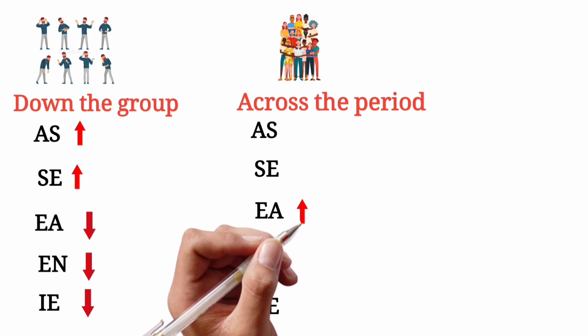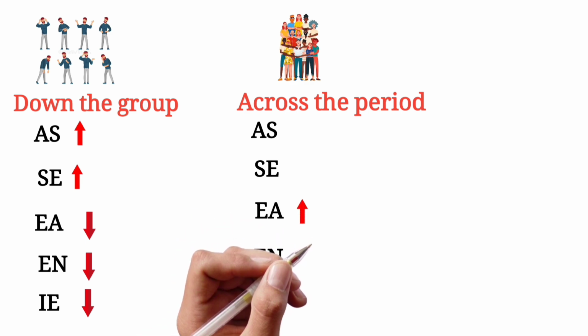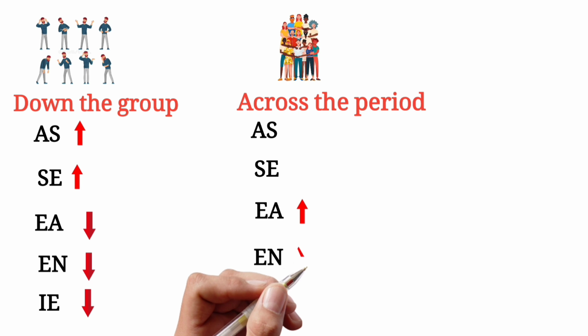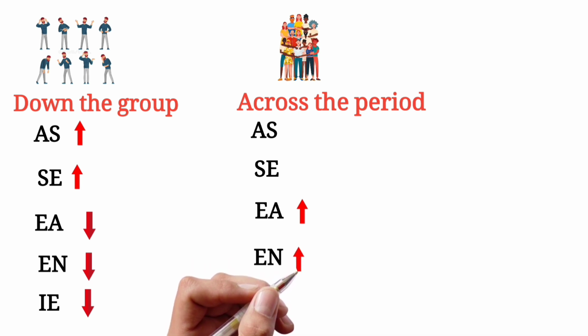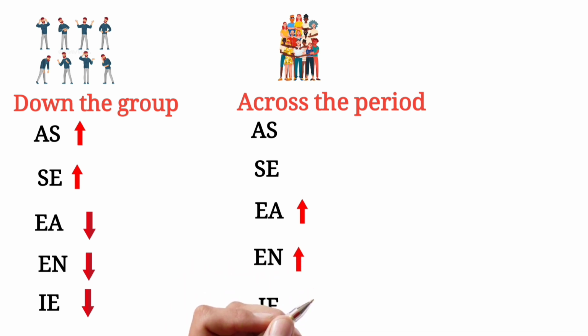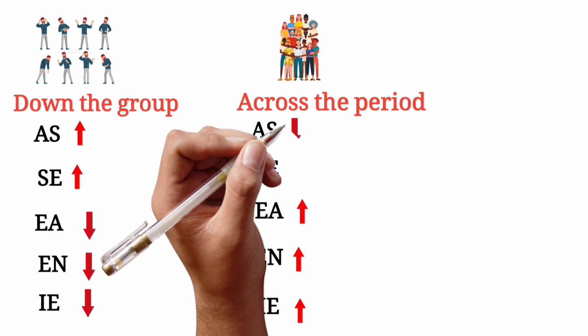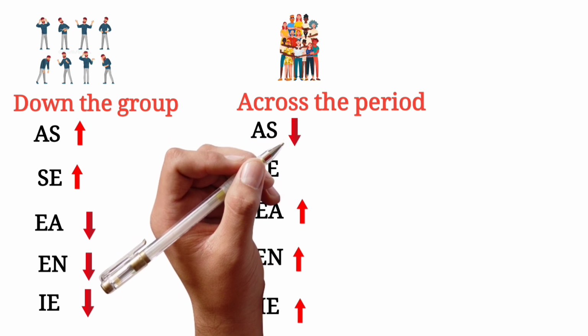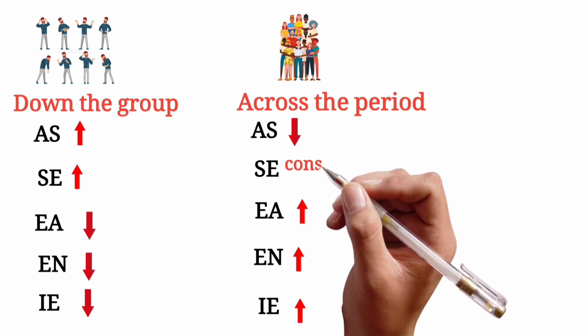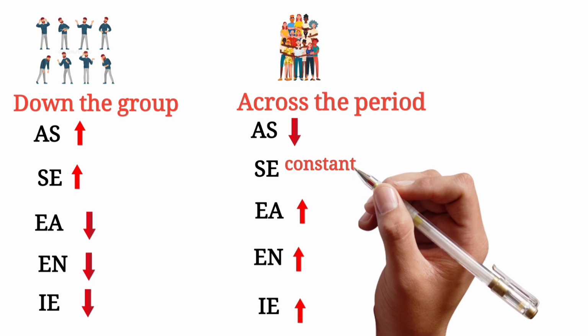The trend across the period is going to be the exact opposite of the trend down the group. As we see, it's going to take the exact opposite, except we are still going to have an exception again, except for SE. So let's look at what SE will have. SE remains constant. SE doesn't change across the period.